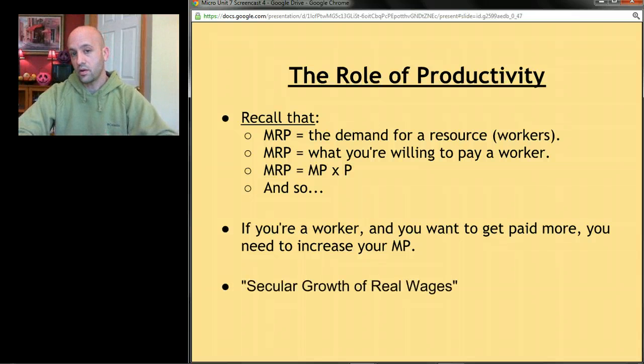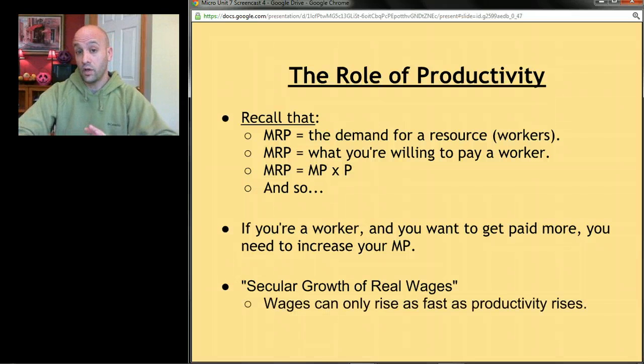That's called the secular growth of real wages, which is a fancy way of saying that wages can only really rise as fast as productivity rises. Again, look at the formula: MRP is equal to marginal product times price. So unless the price of the product goes up, workers are only going to get paid more if they get more productive, which is why it's so important to get a college education, get training, etc.